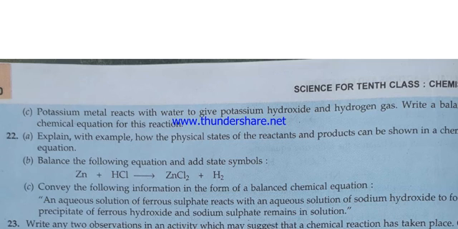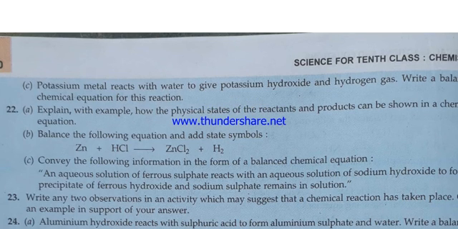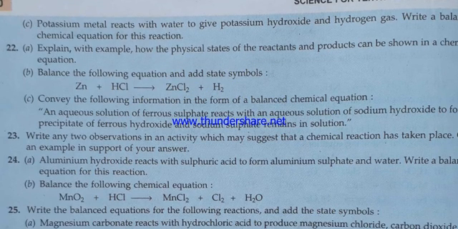How can physical states of reactants be shown in a chemical equation? That is the solid, liquid and gas. Solid by S, liquids by L, gases by G or upward arrow. Balance the chemical equation, Zn plus 2HCl, the rest is balanced. Again the balanced chemical equation for FeSO4 plus NaOH will form Fe(OH)3 plus Fe(OH)2 plus Na2SO4.